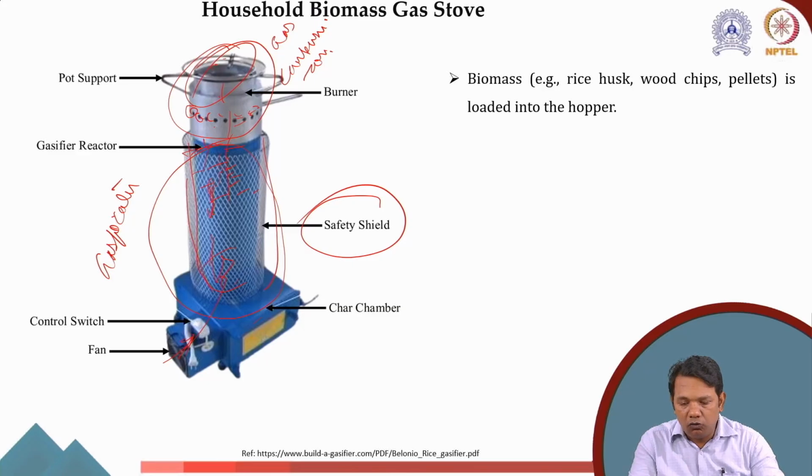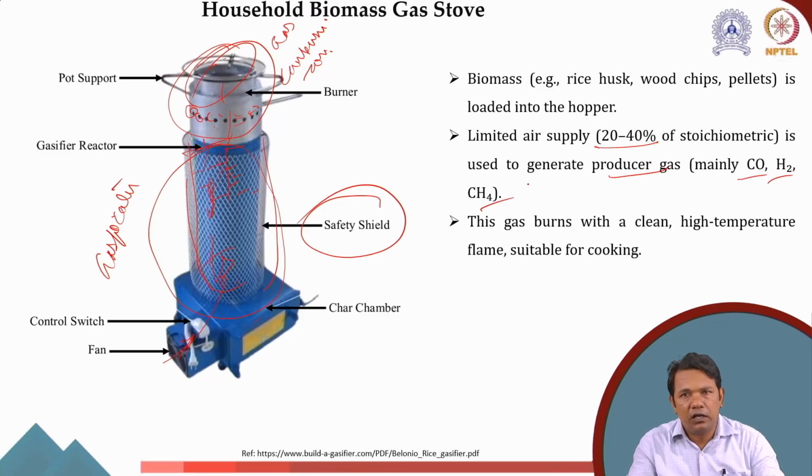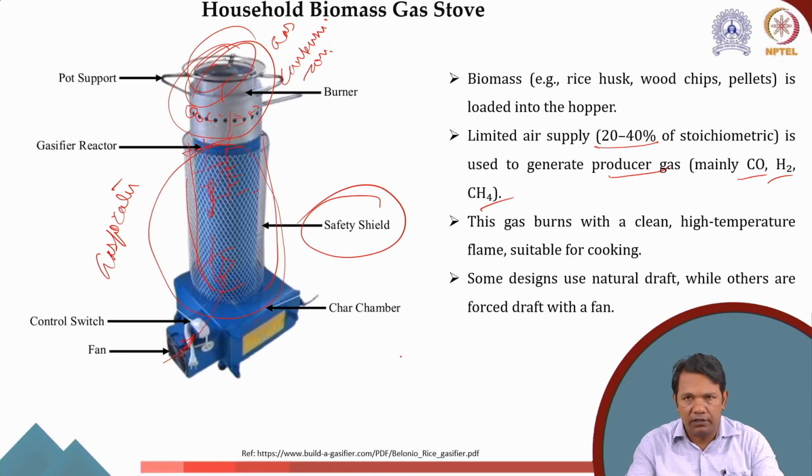Okay, so what happens? Firstly, the biomass is loaded into this hopper, which is also the gasifier, and then you supply the limited air, 20 to 40% of stoichiometric, to produce the producer gas, that includes CO, H2 and CH4. Now the gas will burn down here with the high temperature and clean burning, which is suitable for cooking. Okay. Some designs also use natural draft.